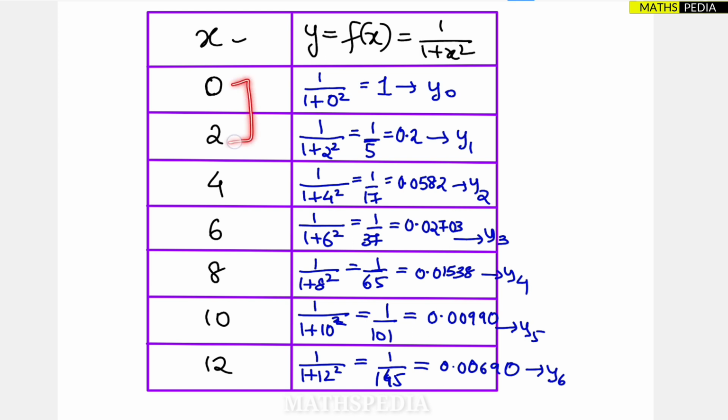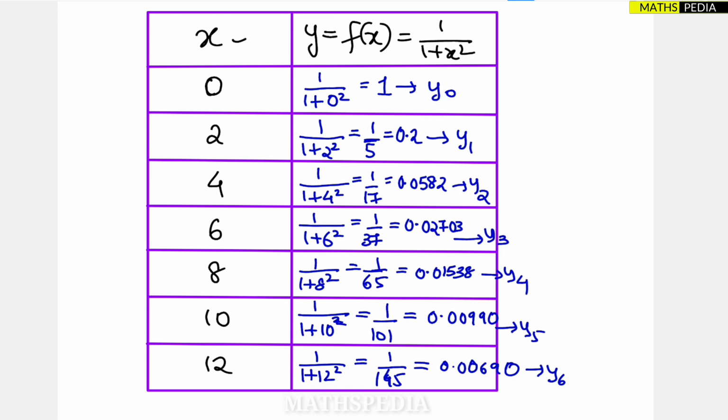So from 0 I'll take the next step, add 2. Why do I have to add 2? Because the h value is 2, which we have calculated here. So plus 2, again plus 2, again plus 2. Keep on adding, so that you can arrive at the final destination, which is nothing but the upper limit. So lower to upper we have to go.